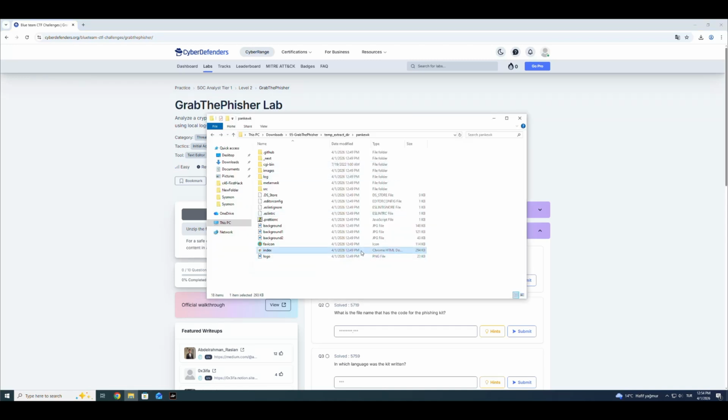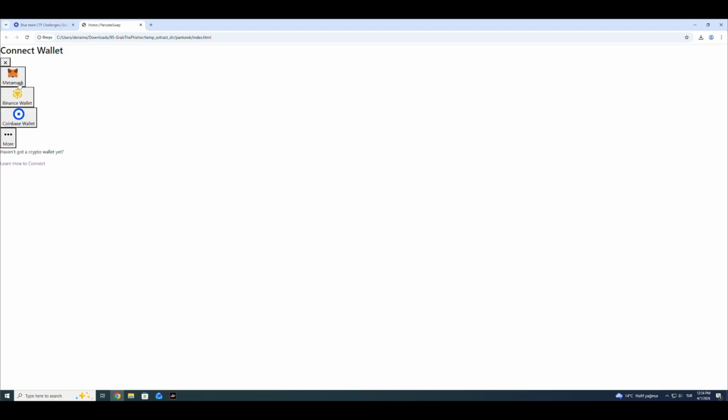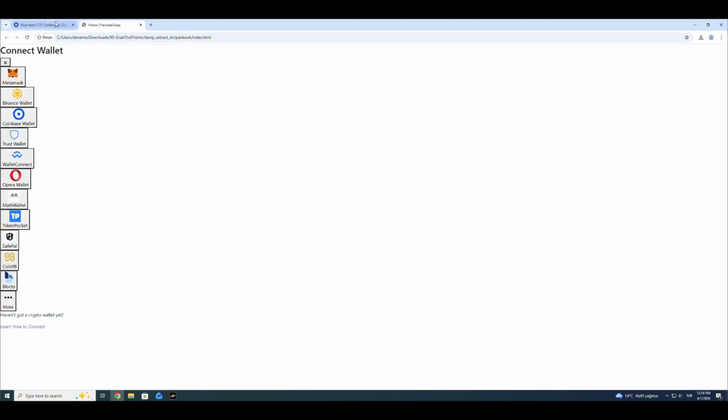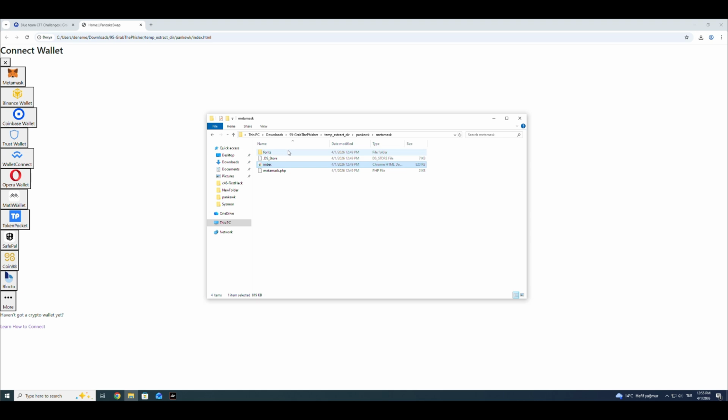Today we are stepping into the shoes of a threat intelligence analyst to tackle the GrabThePhisher lab on CyberDefenders. Our objective is to dismantle credential harvesting phishing kits, extract critical indicators of compromise, or IOCs, and uncover the threat actor's exfiltration methods. Let's dive in.